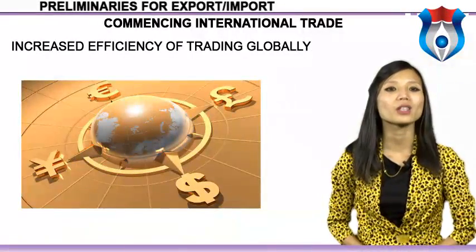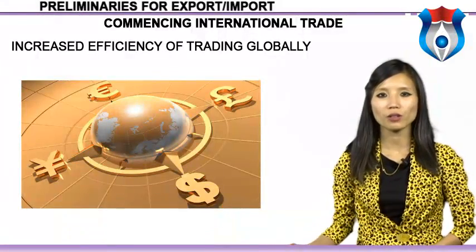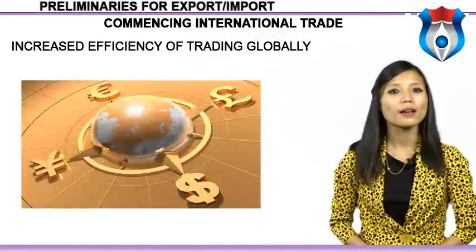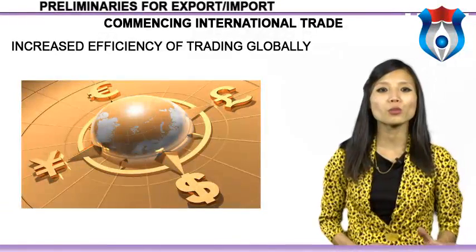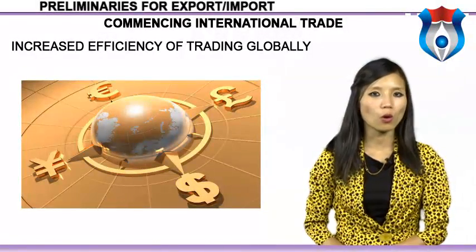Country A, however, takes 3 hours to produce the 10 sweaters and 2 hours to produce the 6 bottles of wine, a total of 5 hours. Country B, on the other hand, takes 1 hour to produce 10 sweaters and 3 hours to produce 6 bottles of wine, a total of 4 hours.